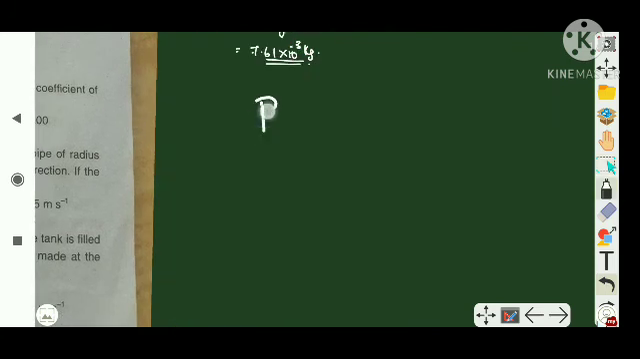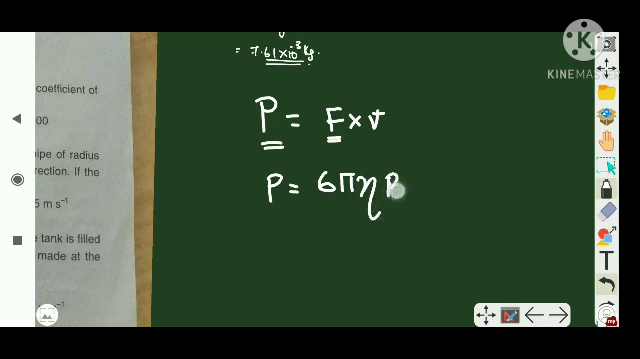You have to know the relationship between power, force and velocity. Power is equal to force into velocity. This power P gives you the rate of heat production. The viscous force is the force here, that is the friction. So 6 pi eta r v into v comes, so it is v squared. So I can write P is equal to 6 pi eta r times v, where this is the terminal velocity.